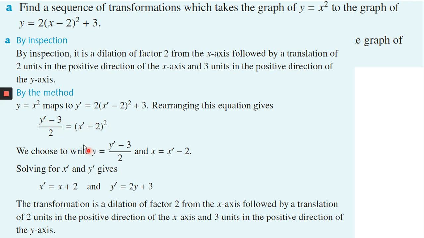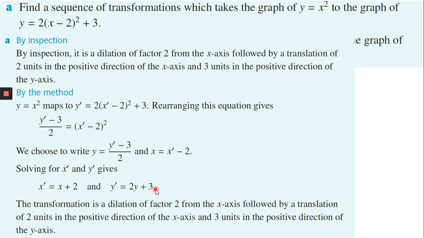So now we know that y is y dash minus 3 over 2. X is x dash minus 2. So now we're just going to do our rearrange. So again, before we would rearrange the other way, this time we're rearranging back the other way. So we get x dash is that, y dash is 2 is that. So now we can tell that it's a dilation factor of 2 from the x-axis. Remember, 2y would be 2 from the x-axis. Translation of 2 units in the positive direction of x, 3 units in the positive direction of y. Okay.